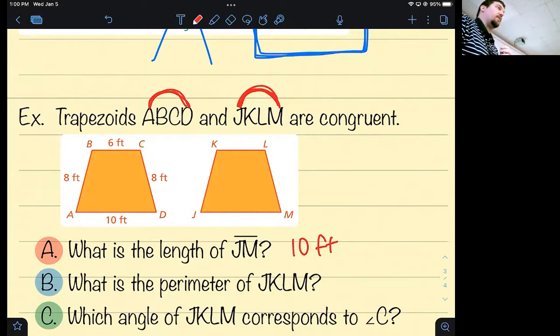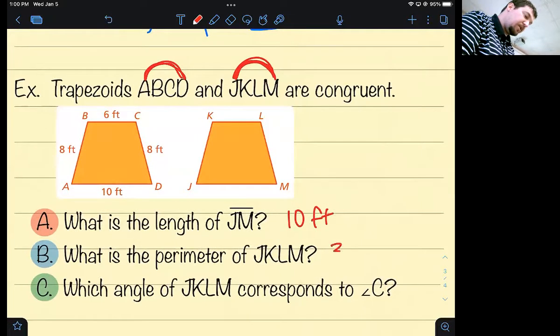What about the perimeter then? What do you have, Christian? 32 feet. So the perimeter of the first trapezoid has to be the same. That's right. If all the line segments are the same, that means the perimeter is going to be the exact same, and the area would be the same as well. What do you got for the last one, Shane?